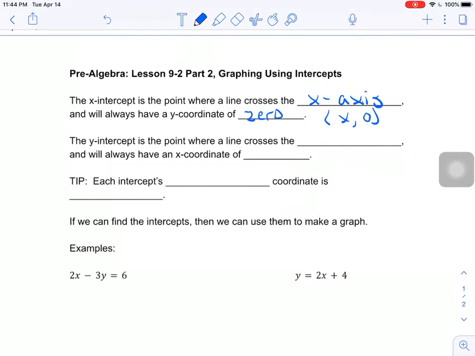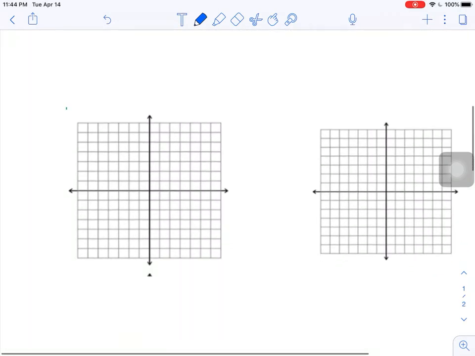Something similar happens with the y-intercept. So I'm going to come back down here. Again, you do not need to write this on your graph. I'm actually going to erase it when I'm done. I just want to show you. So where the line crosses over or meets up with the y-axis is called the y-intercept. So we can look at different places.